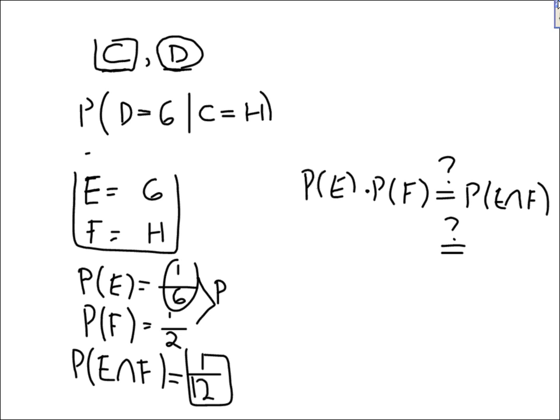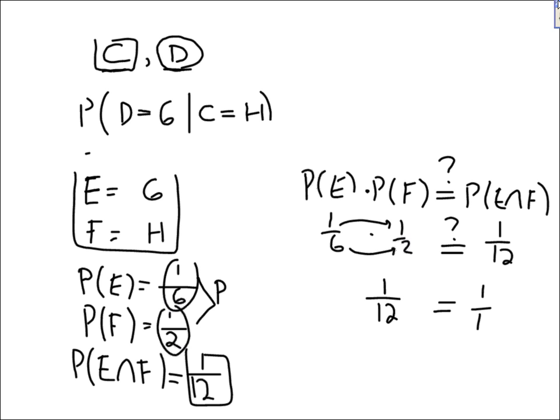Well, P of E is a sixth times P of F is a half, and P of E intersect F is a twelfth. Are they equal? If the answer is yes, we say independent. If the answer is no, we say dependent. Well, 1 times 1 is 1. 6 times 2 is 12. And of course, 1 over 12 equals 1 over 12. So E and F are, in fact, independent.